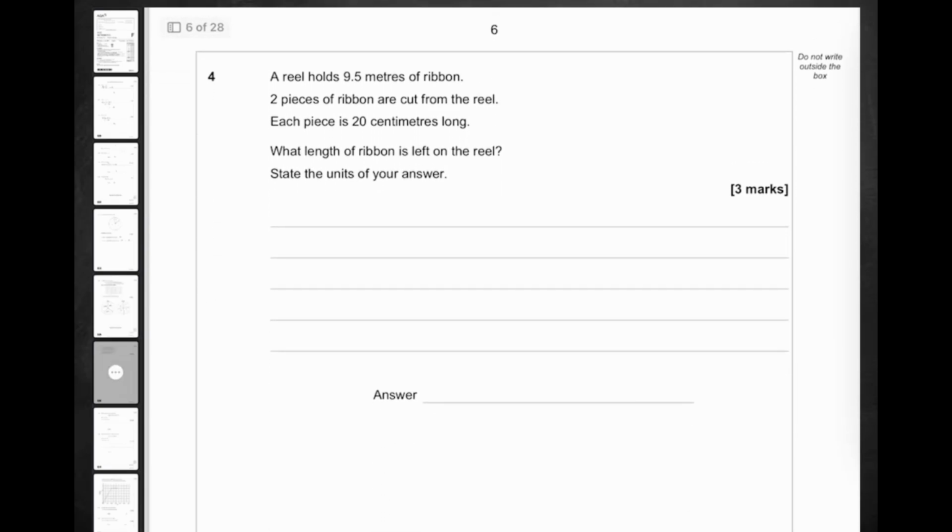Question number 4. A reel holds 9.5 meters of ribbon. 2 pieces of ribbon are cut from the reel. Each piece is 20 centimeters long. What length of ribbon is left on the reel? State the units of your answer.